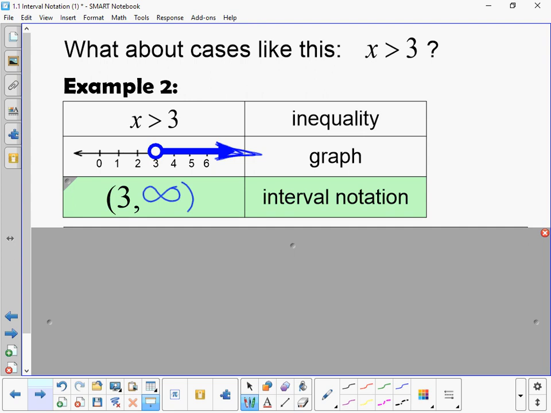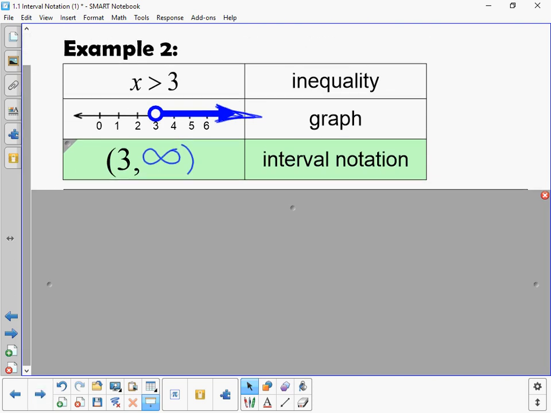When you're using that infinity symbol, you always use a parenthesis. We don't include infinity. Infinity is more of a concept than it is a specific number. So we can't include it. We just want to use that open parenthesis.